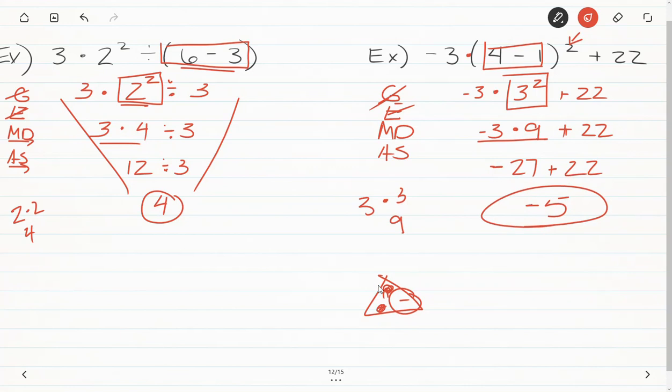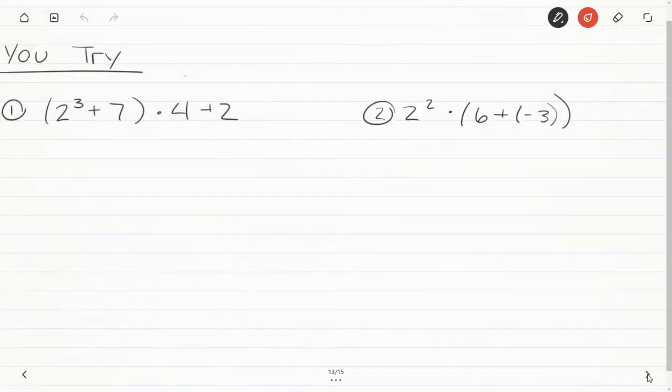So what I would like for you to do, here are 2 more examples. I want you to try these 2 on your own. Take your time. When you're ready, unpause the video and we'll walk through them. So you should start out by writing your GEMDAS down the side so you don't make a mistake and work your way down it. Do I have groupings?